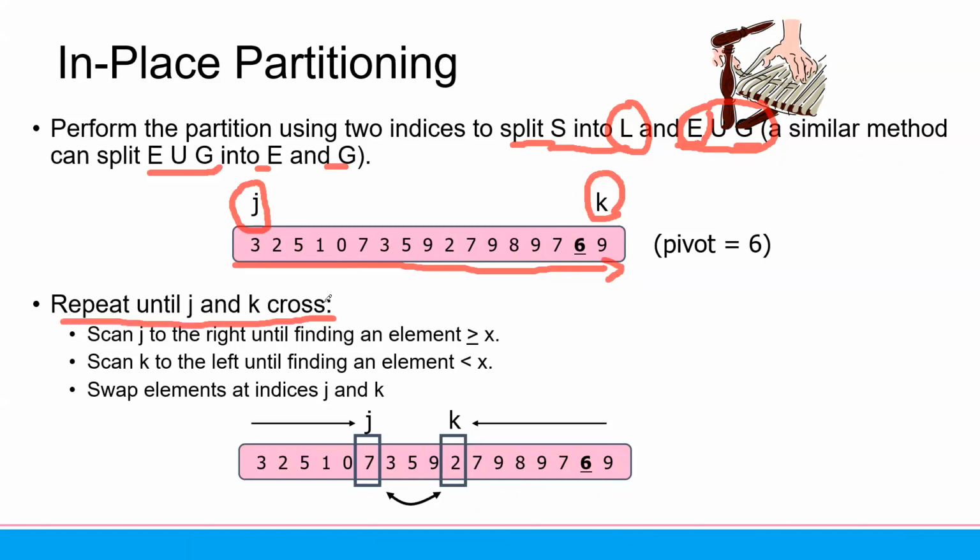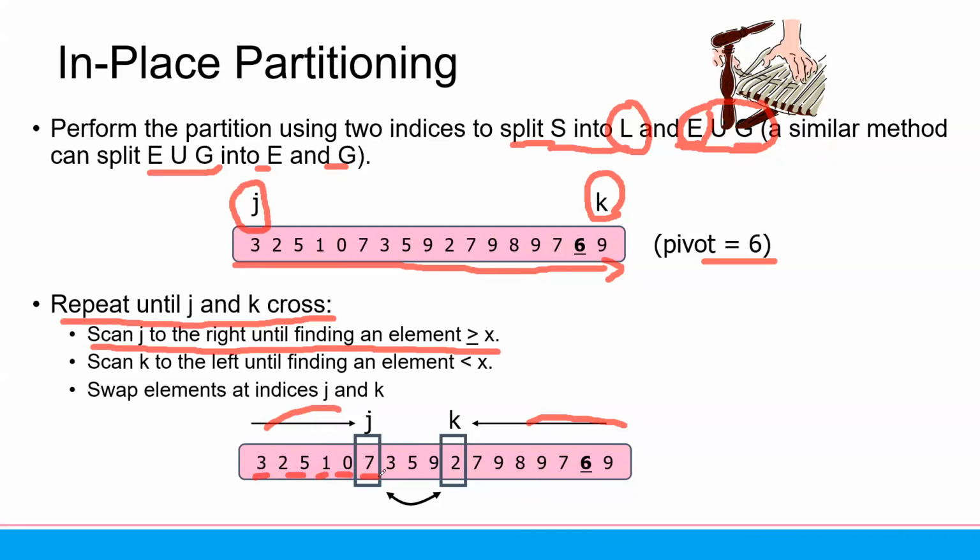We repeat until J and K cross. J will increase and K will decrease. Scan J to the right until finding an element that is greater than x, where x is the pivot. So first we scan: is this greater than 6? No. Greater than 6? No. Continue, until we find one that is greater than 6. Yes.